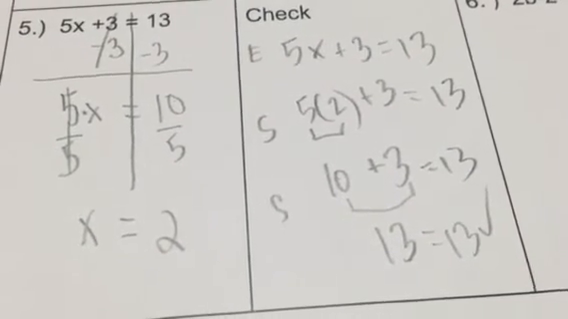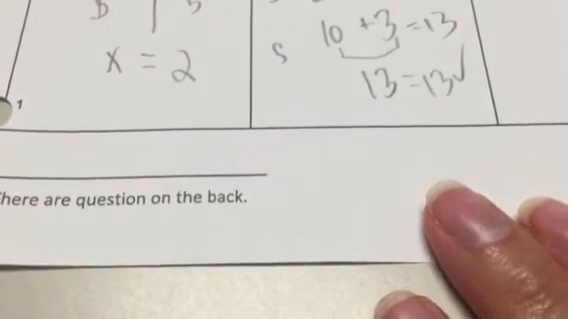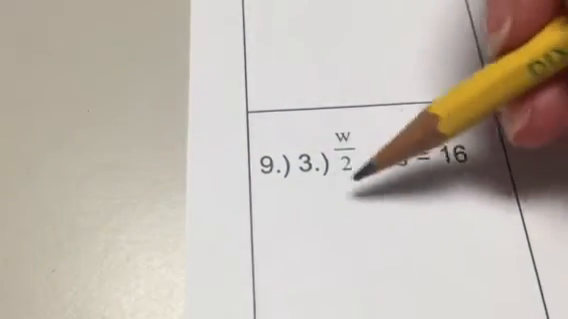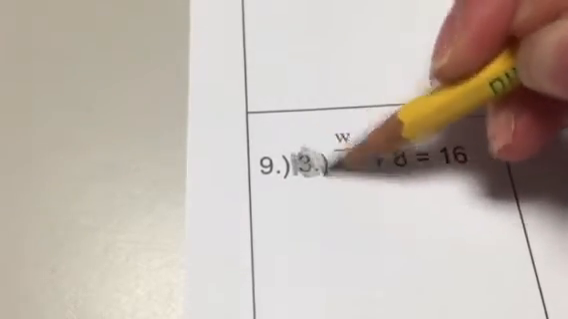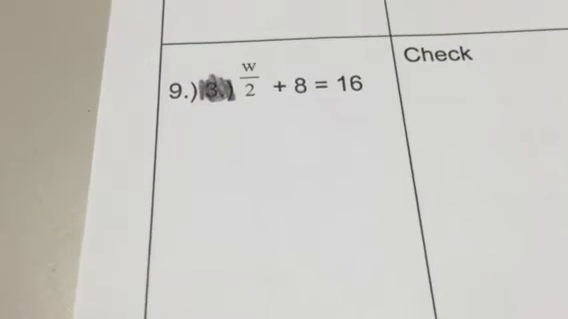Okay. Don't forget Mrs. Flood's note. There are more questions on the back. So let's flip it to the back. Oh, one thing we should probably cross out. There's this number 3 right here. That shouldn't be there. We'll just cross that out. Try and ignore that. Let's actually do that question.